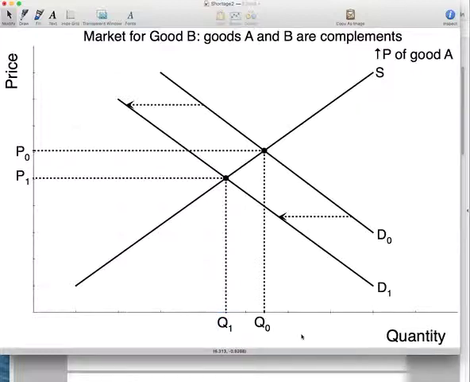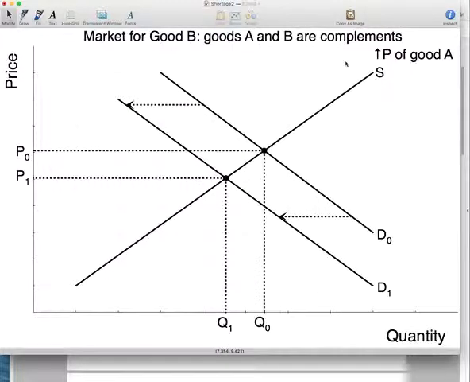So what's our prediction as to what's going to happen with the price? So if the price of good A increases and A and B are complements, then we will see the demand curve shift to the left. The new equilibrium will be at a lower price and a lower quantity.